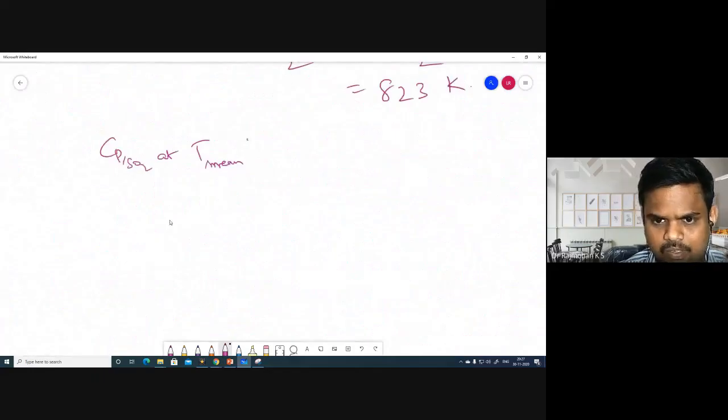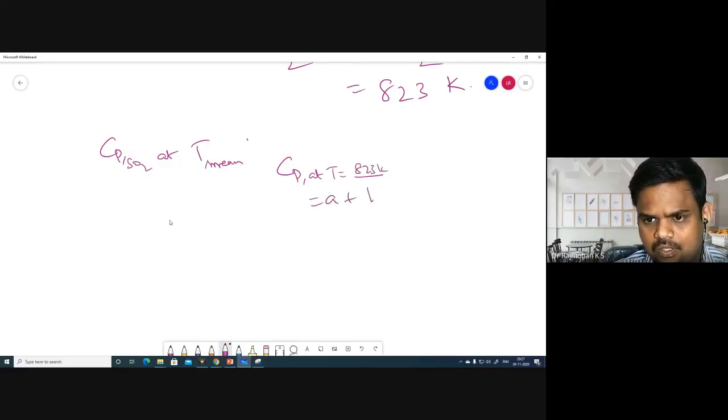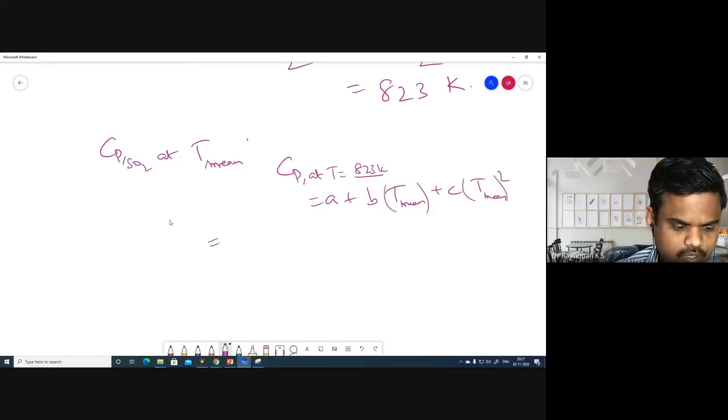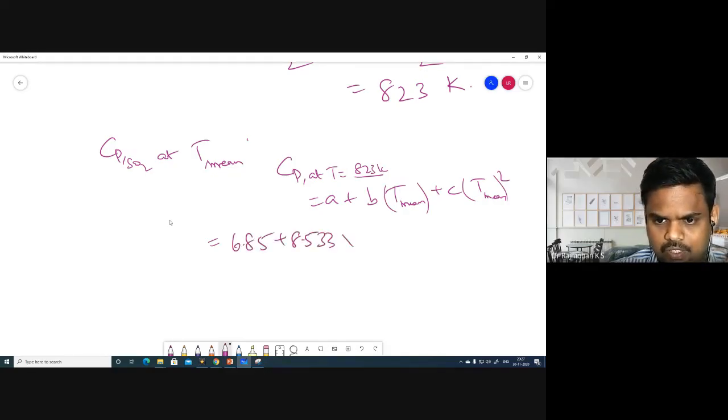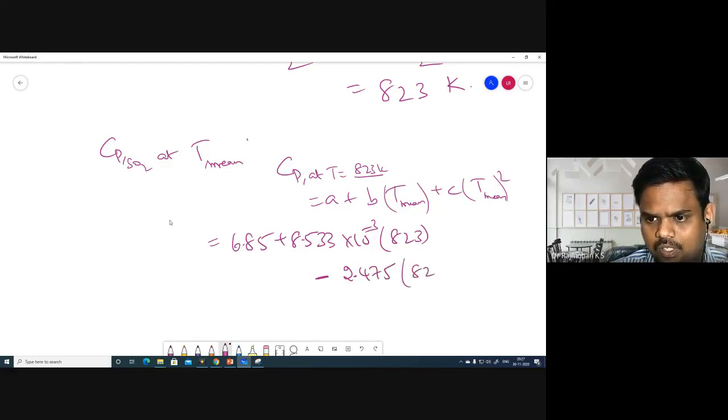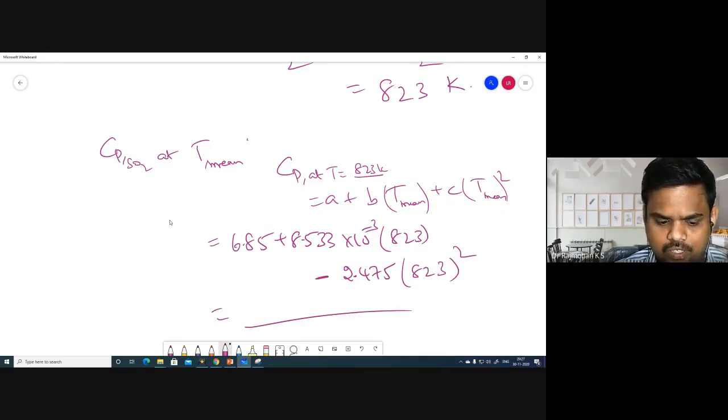So you can calculate the Cp value by substituting in Cp at T equal to 823 Kelvin, which is A plus B T mean plus C into T mean square. Just substitute the values of A, B and C. So you will get 6.85 plus 8.533 into 10 power minus 3 into 823 minus 2.475 into 823 square. You will get a value of Cp, which is in kilocalorie per kilomole Kelvin.